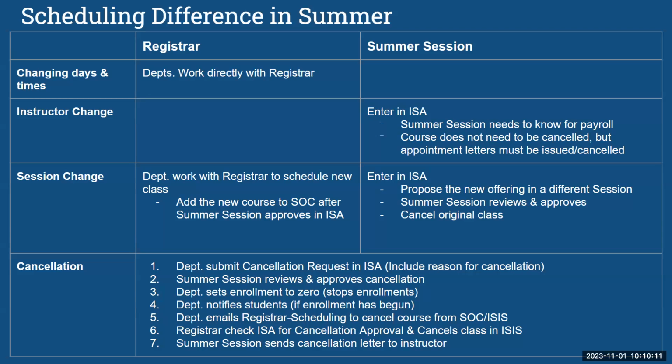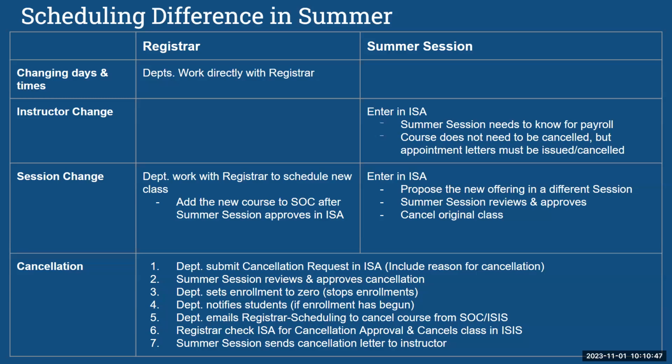And same if you're changing session. If you're offering a course in session 1 and you're changing it to session 2, we're going to ask you to cancel the session 1 course and add a new course in the other session. That affects the payroll date. If someone teaches in session 1 versus session 2, there are different paycheck dates, so I would need to issue a new contract and pay them on the different pay date. That's why summer session needs to be involved in approving canceling the course and adding a new course. And then the registrar will take over and make that change on the schedule.